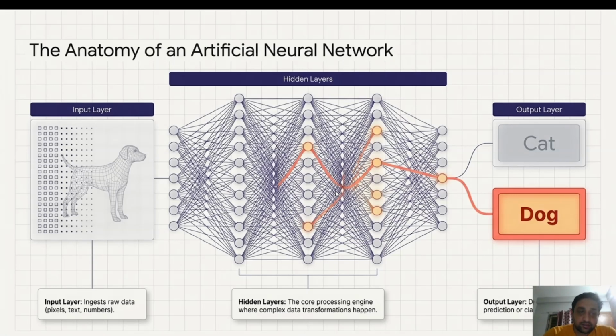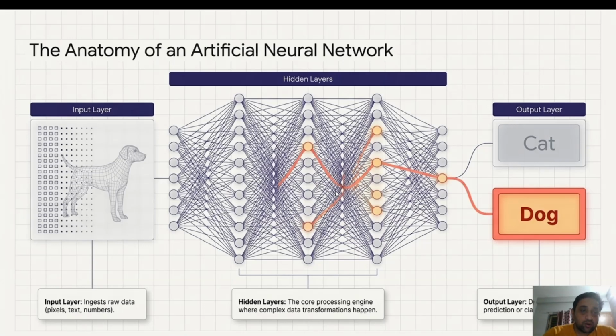The hidden layers in the middle are where the magic happens. Each node in a hidden layer receives values from the previous layer, applies a mathematical transformation, and passes results forward. In early layers, nodes detect simple patterns like edges and corners. In deep layers, they detect complex patterns like a paw or snout.